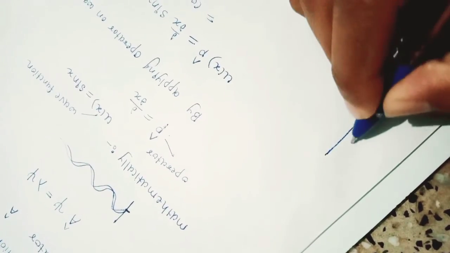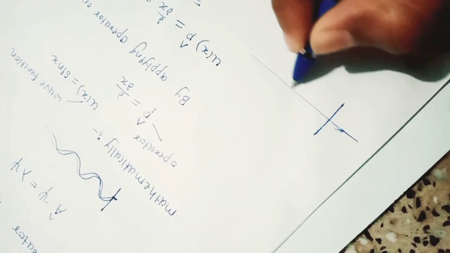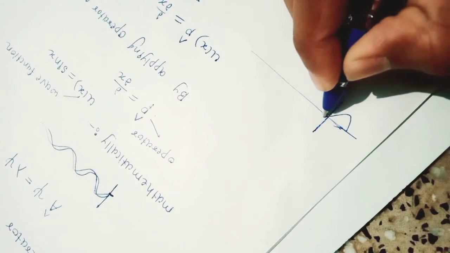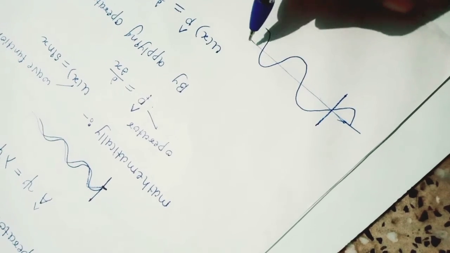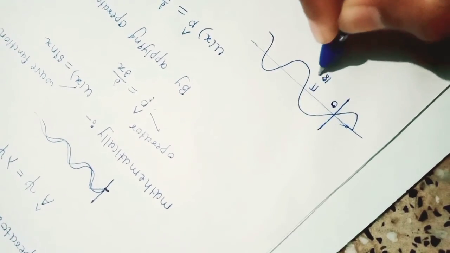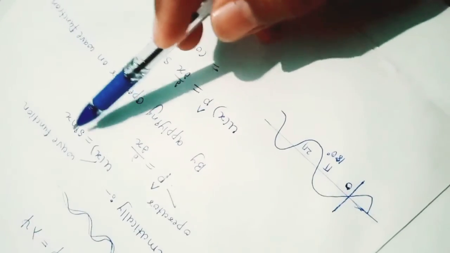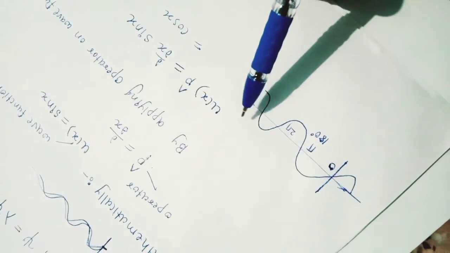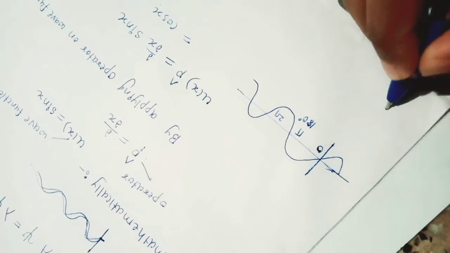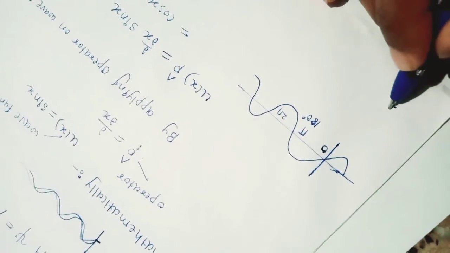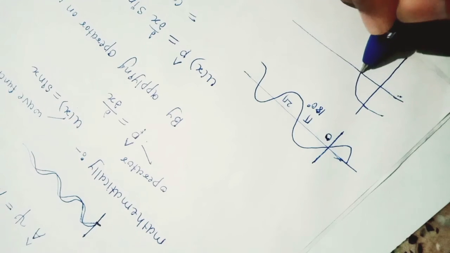So do you know the graph of sin x? The graph of sin x is something like this. Here 0 will be there, pi is 180 degrees, then 2 pi. The graph of sin x we consider as the wave function is something like this, and by operating the operator we get cos x, and the graph of cos x is something like this.